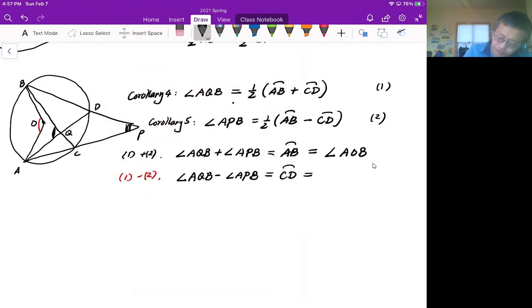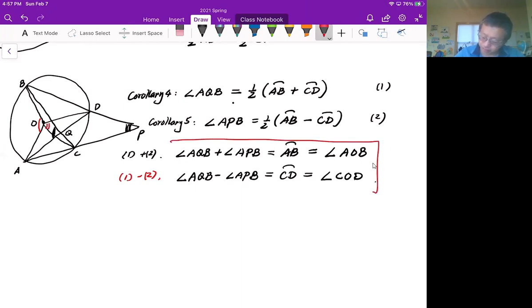That's the central angle. So let me put the central angle here and the other central angle here. And that is my second one here. So that's the angle here. So this angle is actually the difference of the inside and outside angle. So this is the angle of the COD. So here is my another theorem here.